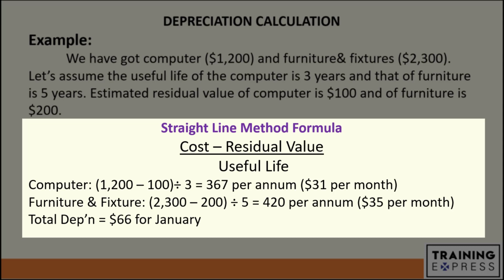When we look at the furniture and fixture, we take the cost $2,300, we minus residual value of $200 and we divide it by 5 years, which is equal to $420 per annum. If we divide it by 12 months, it will be coming to $35 per month. So now the total depreciation for the month of January will be $66.